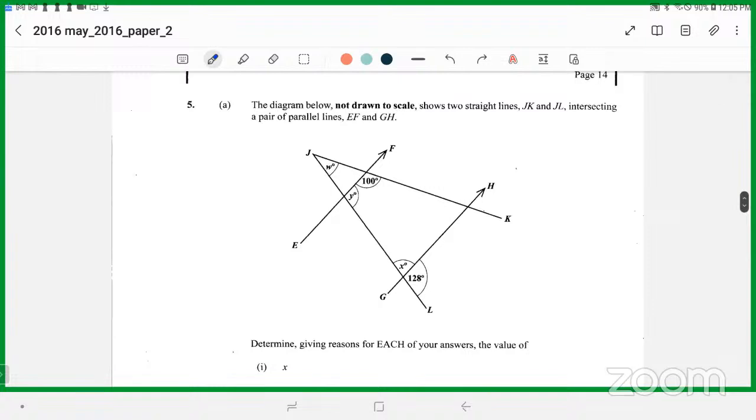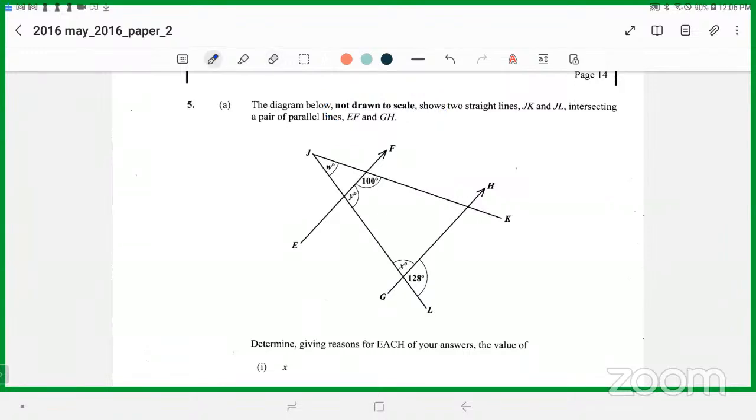This question says the diagram below is not drawn to scale. Not drawn to scale, guys. You cannot go by how anything looks. If something looks isosceles, you cannot assume. If something looks like a right angle, you cannot assume. You cannot assume anything by how the diagram looks. You cannot put any ruler on the diagram, you cannot put any protractor on the diagram. No instrument. It's not drawn to scale.